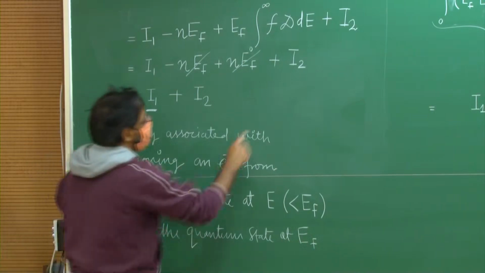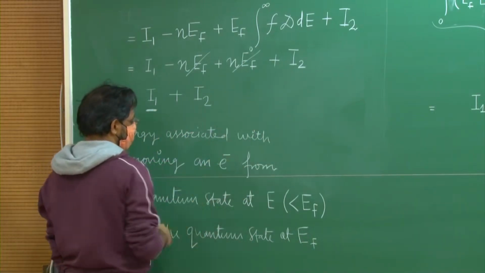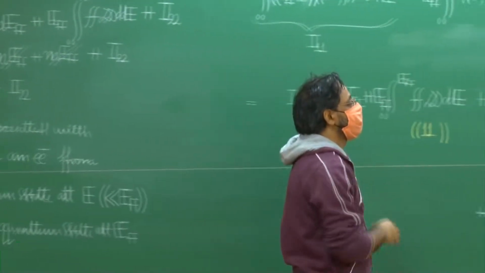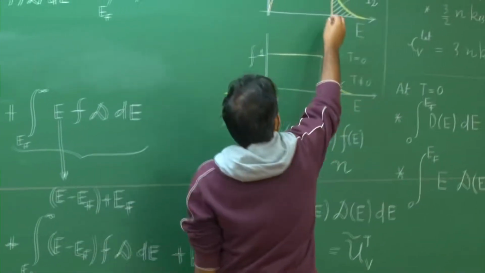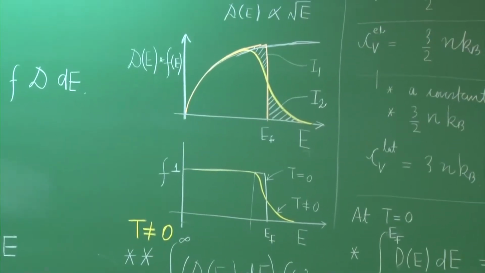And similarly, this quantity, I am not writing it, you can write it in your notes, is the energy associated with taking this electron from the Fermi energy to its final location, which is some quantum state above the Fermi level, outside the Fermi sphere.